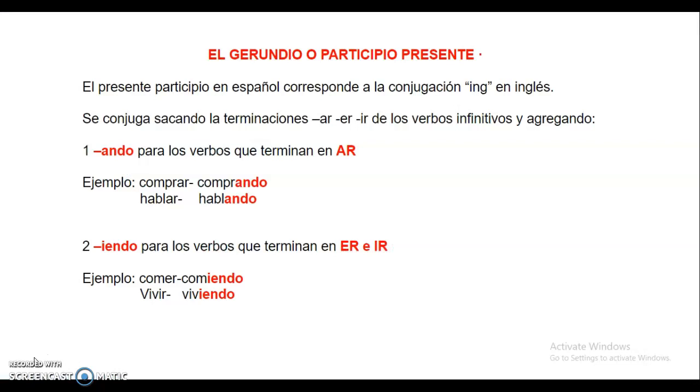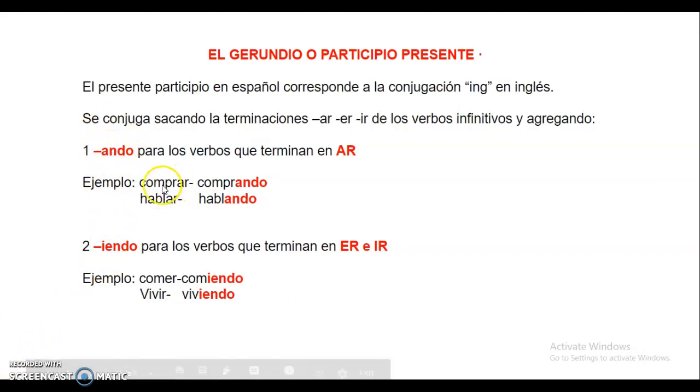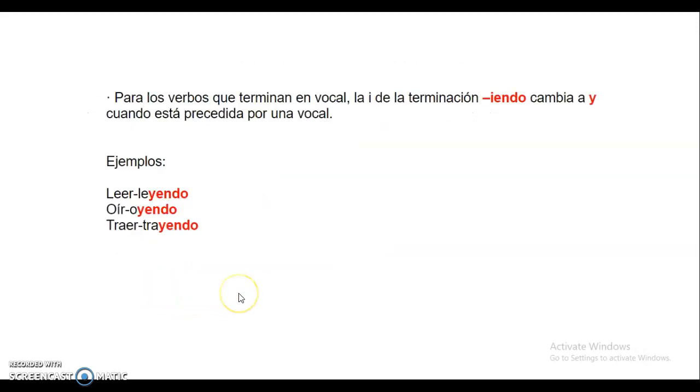So what is this ing? It's just like this English. Your English ing is the gerund, okay? And the way we conjugate it, and you know this really well, is ando for AR verbs like comprar, hablar. You get rid of the AR and you just put ando. And then same thing for ER and IR verbs, right? You put yendo. So you get rid of ER, you get rid of IR, and you put yendo, okay?